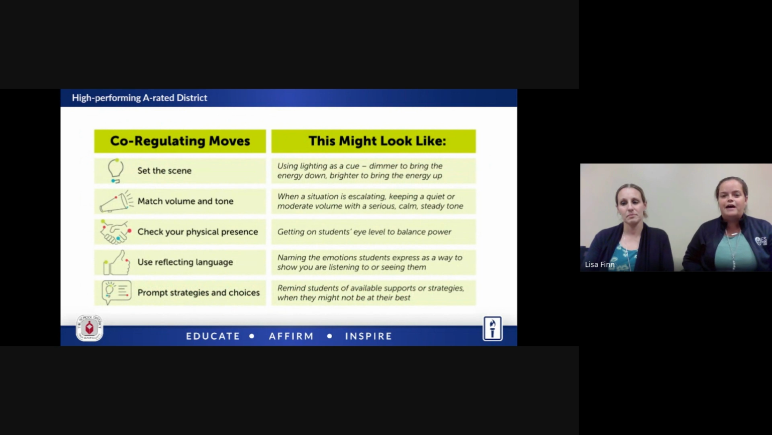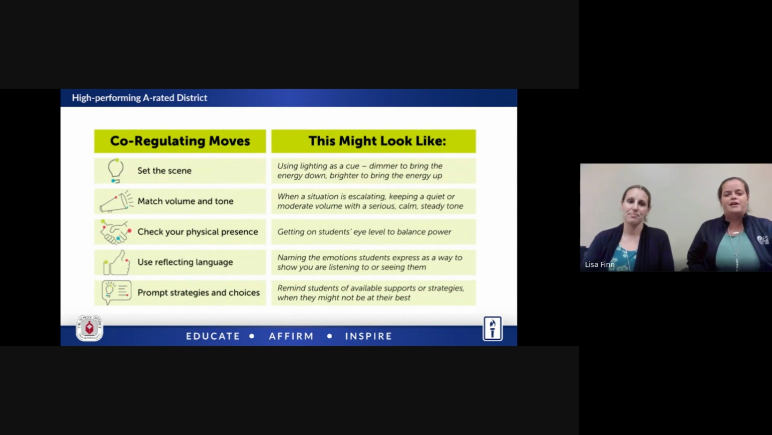So getting on their level and not trying to have that power struggle where I'm talking over you or I'm projecting right at you, right? But kind of having that equal. We're equals in this situation. So maybe that's sitting down on a chair next to them. Maybe it's coming up and approaching them, right?